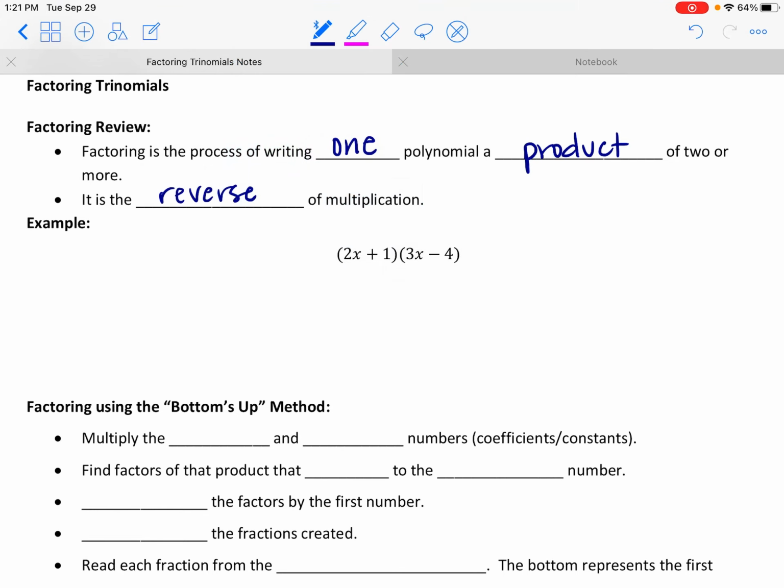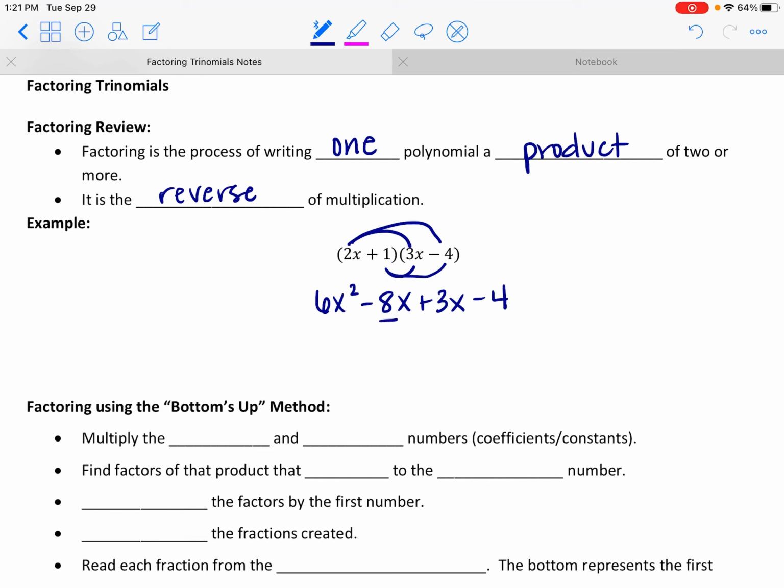If I said to multiply 2x plus 1 times 3x minus 4, we would start by distributing the 2x. So 2x times 3x would get us 6x squared. 2x times negative 4 would give us a negative 8x. And then we'll distribute the 1. 1 times 3x gets us a positive 3x. And then 1 times negative 4 gets us a negative 4.